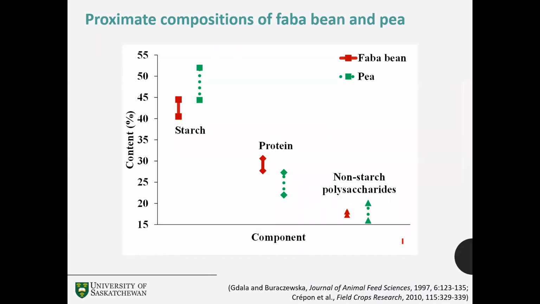Why faba bean have attracted increasing attention from the food sector? Let's take a close look at the proximate composition. When we compare the faba bean with a pea, the faba bean usually have a lower starch content, but they have a higher protein content than the pea. For the protein content, most of faba bean range from about 28 to 31%, but that of pea range from 20 to 27%. There is not a big difference in the non-starch polysaccharide content.